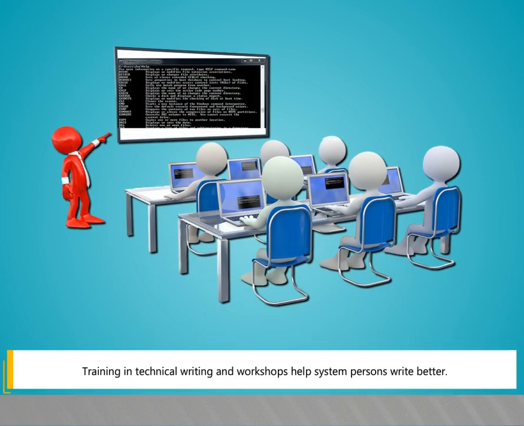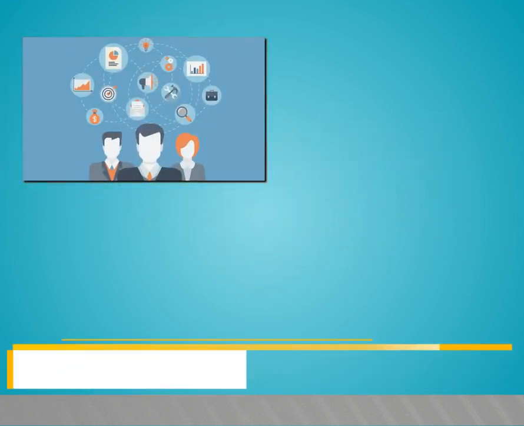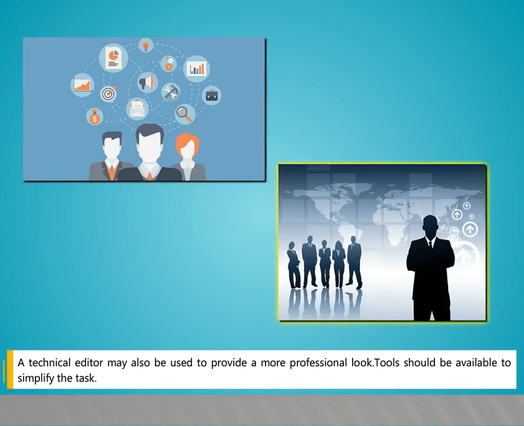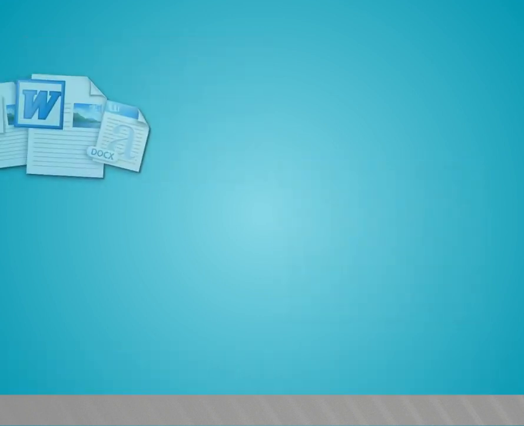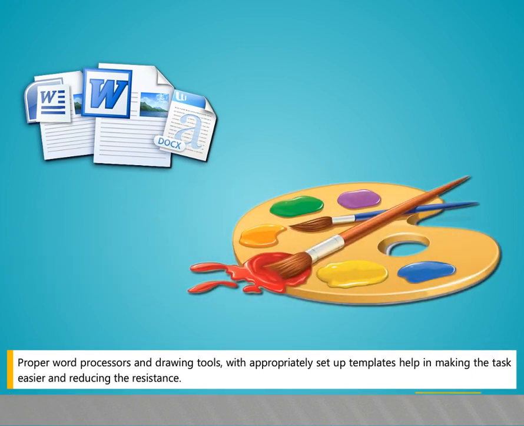Training in technical writing and workshops helps system persons write better. A technical editor may also be used to provide a more professional look. Tools should be available to simplify the task. Proper word processors and drawing tools with appropriately set up templates help in making the task easier and reducing the resistance.